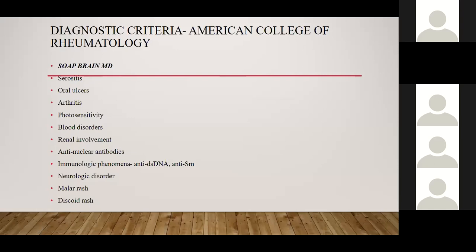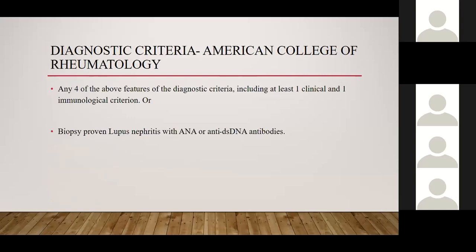Okay, once you remember SOAP brain MD, at least it should guide. So if you have any 4 of the things that we've talked about, and these 4 should at least have 1 clinical feature and 1 immunological feature. So the immunological feature here is the ANA, or the anti-double-stranded DNA that we talked about. So you should at least have 1 of those, and 1 of the clinical features, to make it 4. Once you have this, then we can say that, okay, you have a systemic lupus erythematosus.